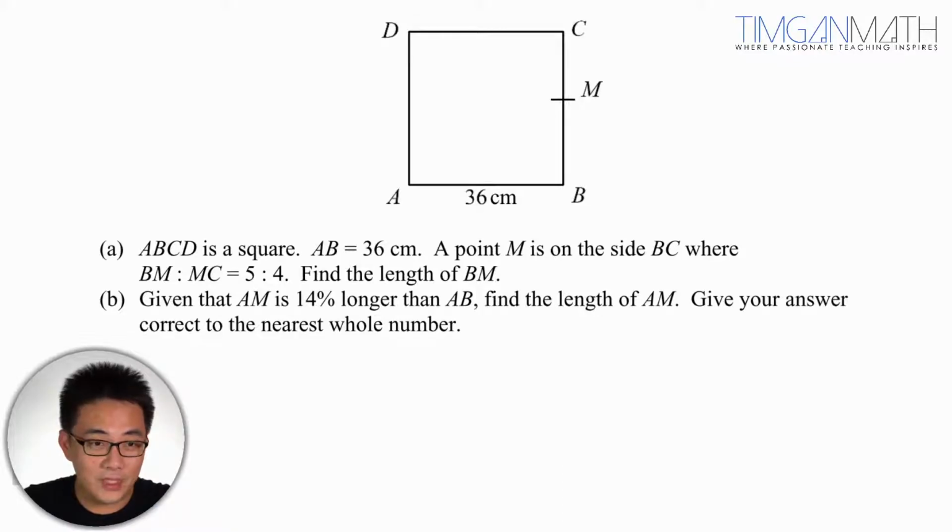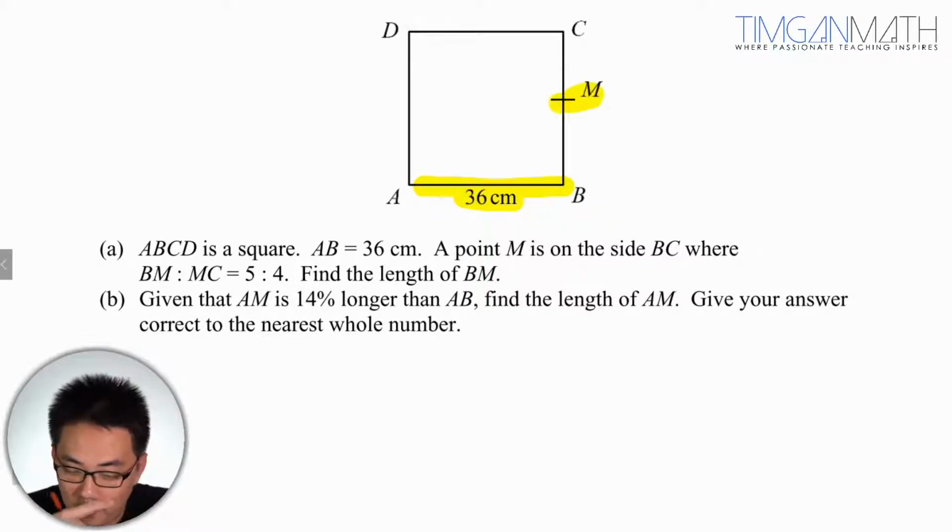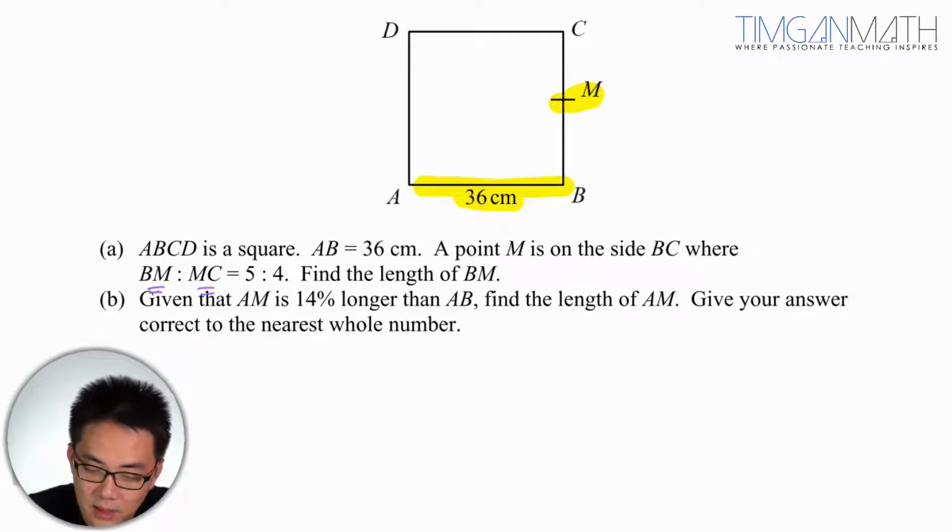You're given that ABCD is a square, and AB is 36 cm, and point M is on the side BC, where BM and MC are in the ratio BM is 5 and MC is 4. Find the length of BM.